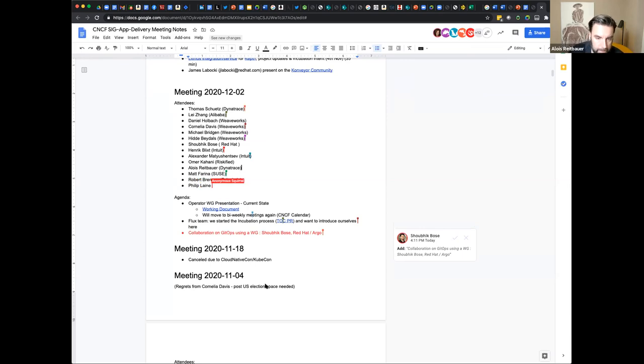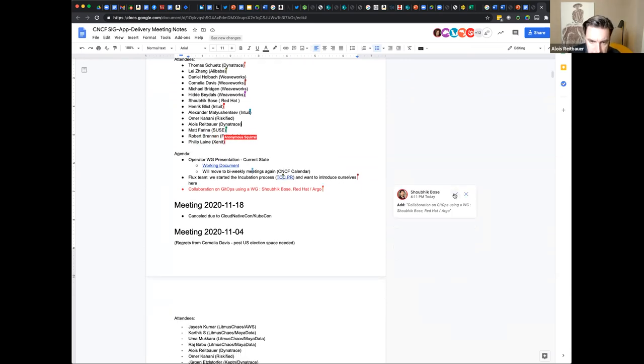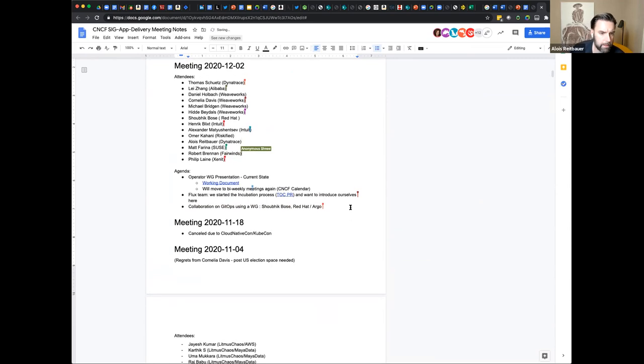The last item is work on the GitOps working group. I think you also have Cornelia here, that's great. I would propose we keep the presentations to 10 minutes, as the last one will most likely be a longer discussion. That should give us plenty of time for the individual topics. And then I pass over to the operator working group.